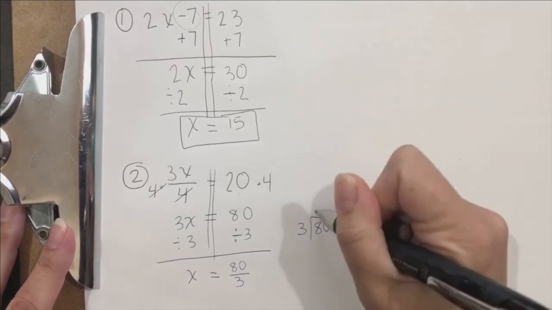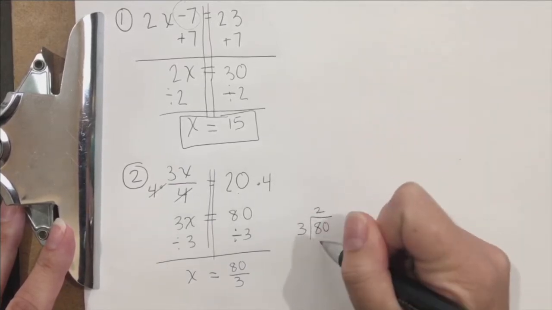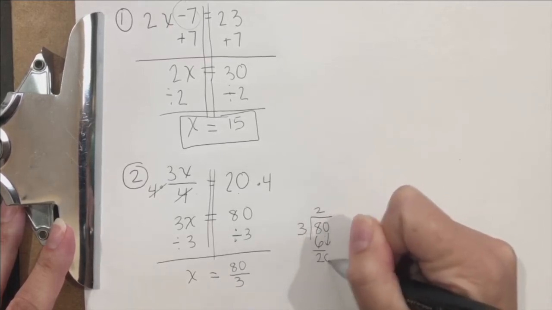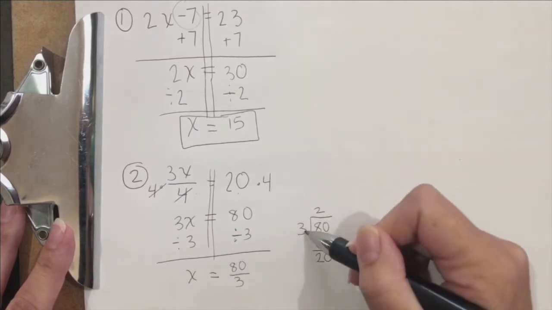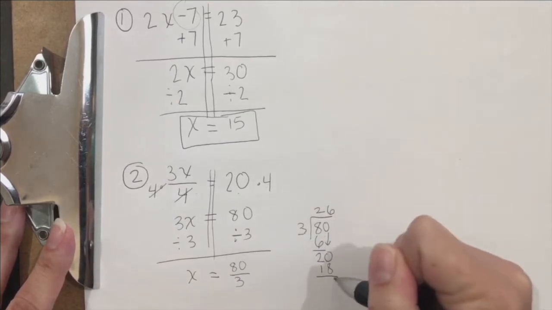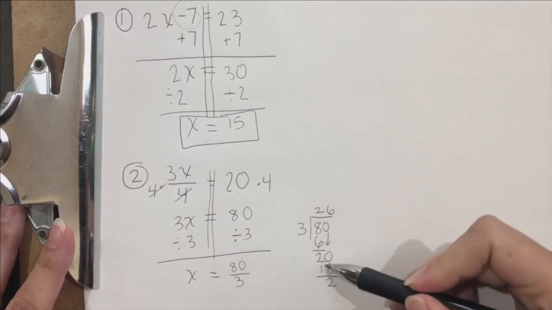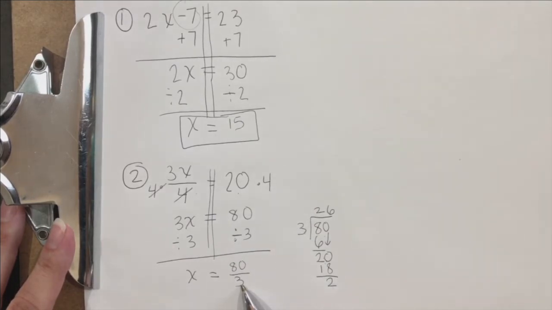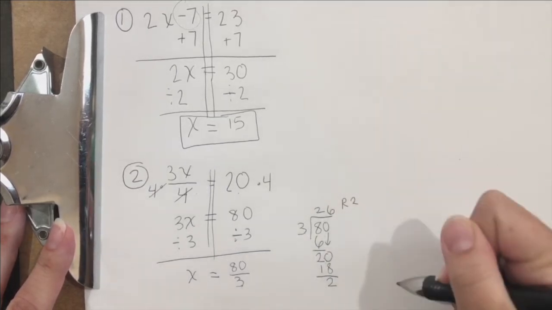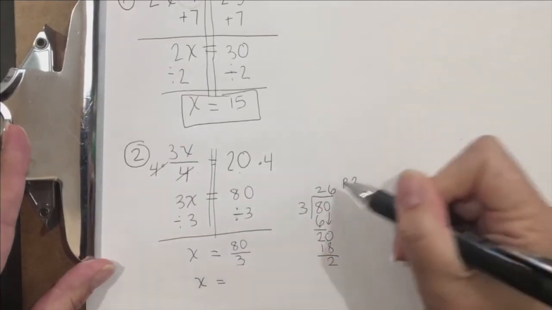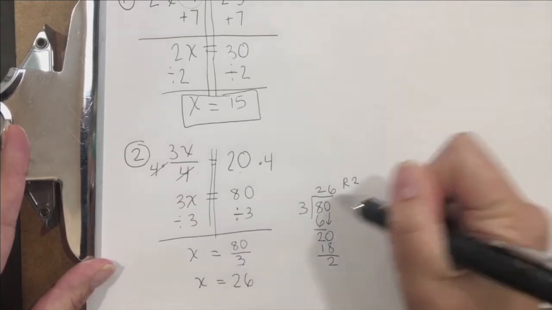3 goes into 8 2 times. 2 times 3 is 6. We have 2 left over. We'll bring down the 0. Now we have 20. 3 goes into 20 6 times. 6 times 3 is 18. And we have a 2 left over. And we're going to start getting a repeating decimal, which makes sense because it's being divided by 3 and it doesn't work out evenly. But let's just put remainder 2, and we'll make it a mixed number. So x is equal to 26 and 2/3.